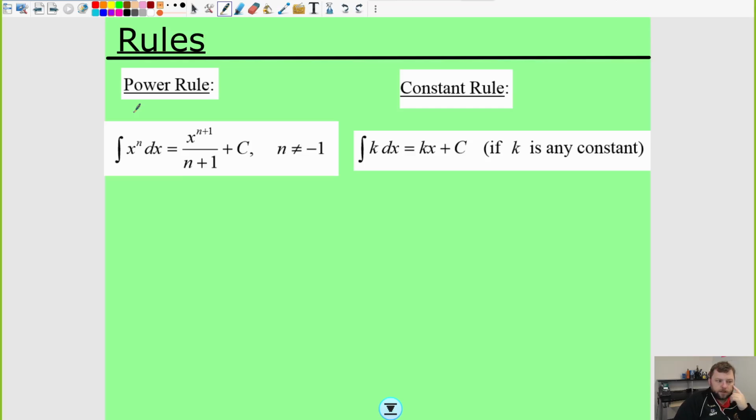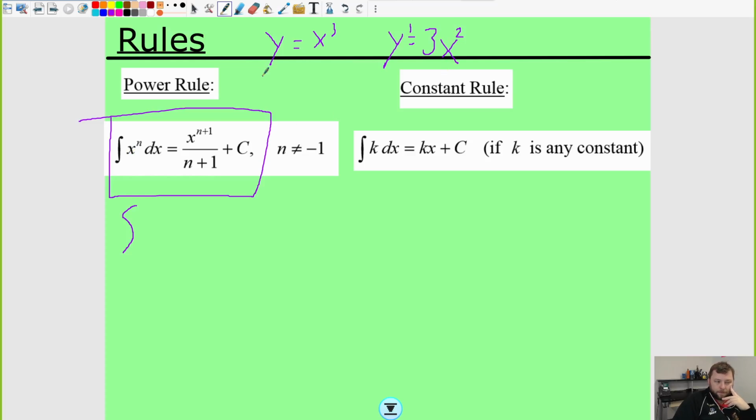And the first rule we learn is the power rule. It's this. And you're like, that doesn't even make sense to me. What's with all these n's and stuff like that? Well, here's the way this works. You know how you take the derivative: you have y equals x cubed, and then y prime, we had the rule, you bring the coefficient out, 3, then you subtract 1 from the exponent, right? Well, the power rule for integration is kind of the opposite of that.